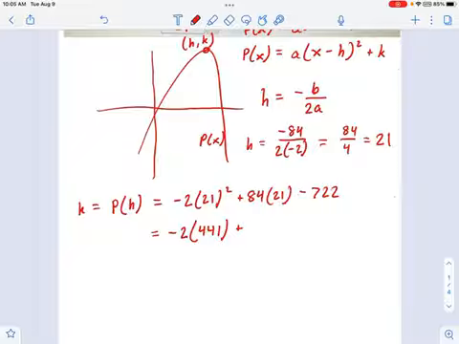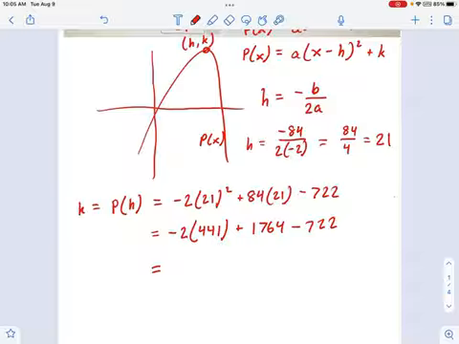So let's pull out the calculator here. 84 times 21. Okay, that's a big one. 1764, and then minus 722. So you see, at this point, all we have is some number crunching. And everyone knows how to use their calculator for this sort of stuff. This is what they were made for. So blah, blah, blah, 722.